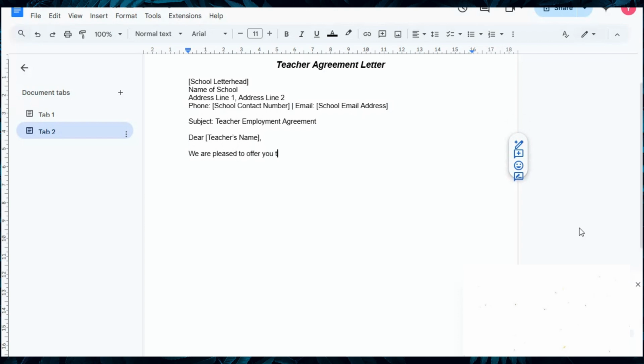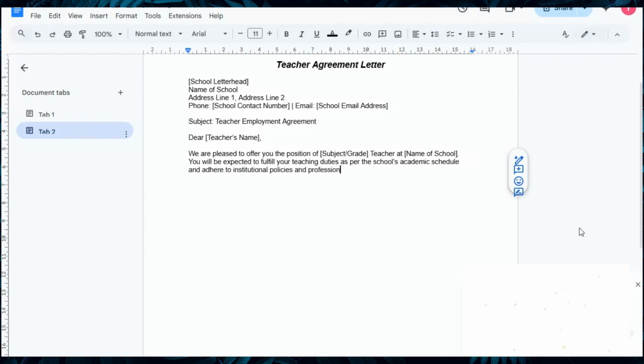After that, write, "We are pleased to offer you the position of subject grade teacher at name of school. You will be expected to fulfill your teaching duties as per the school's academic schedule and adhere to institutional policies and professional standards. Your compensation package and working hours will be shared with you separately in the offer annexure.